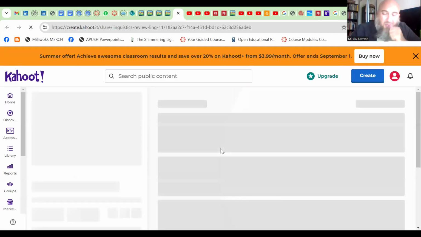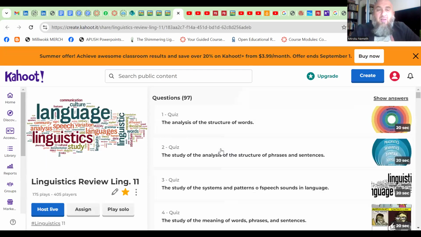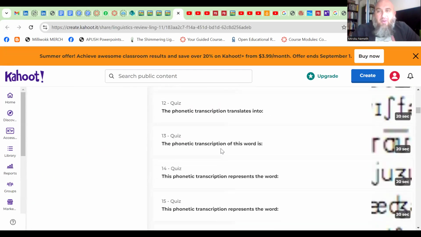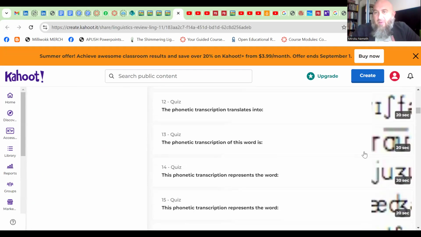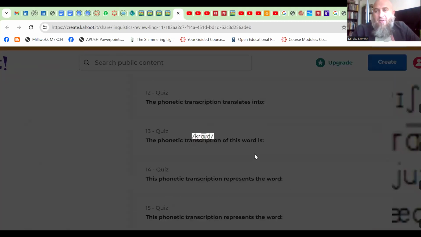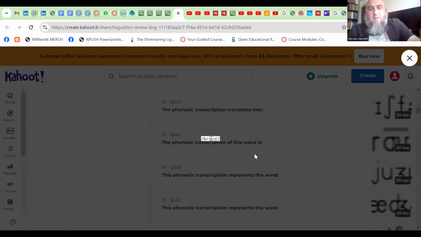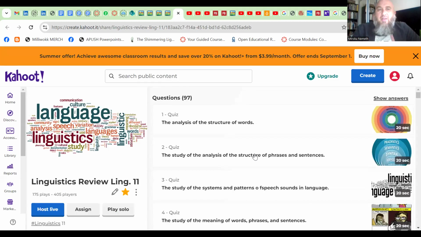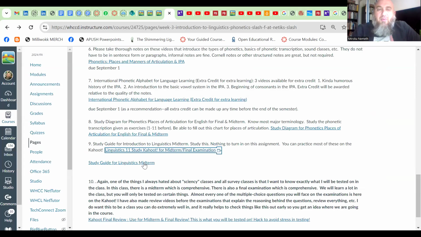So if you want to practice this and study and see if you're getting it, you have these words, the phonetic transcript of this word, really small there. Crowd. It looks better in the actual Kahoot. All this stuff's here. It's like, what am I accountable for? Well, that's what you're accountable for.